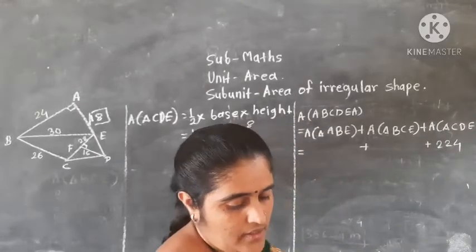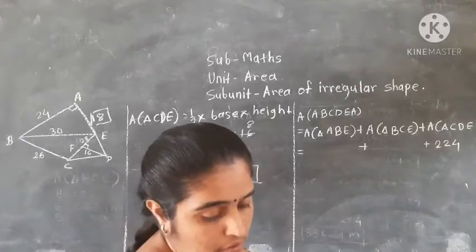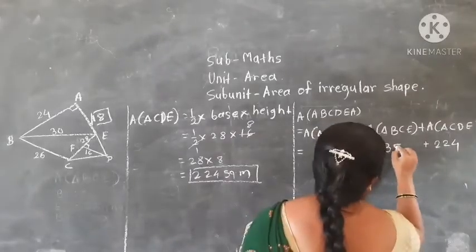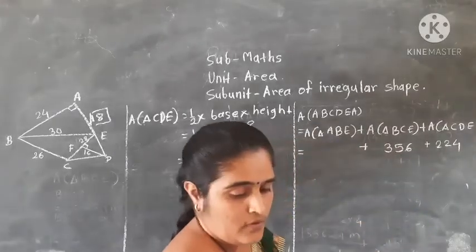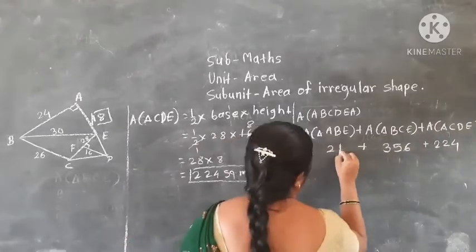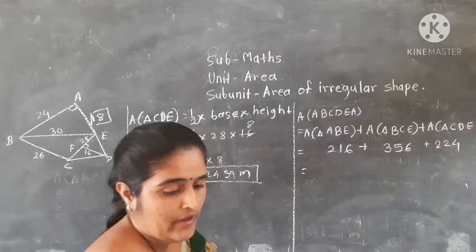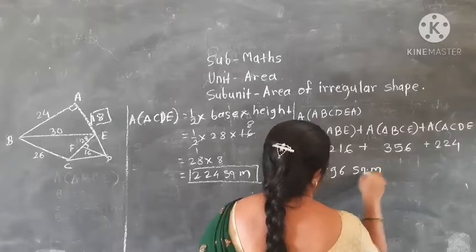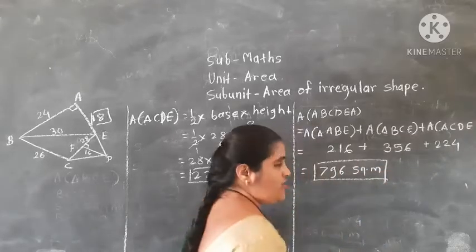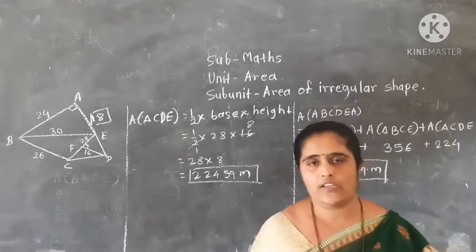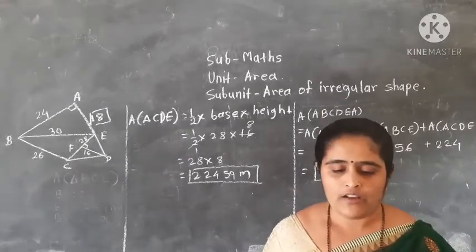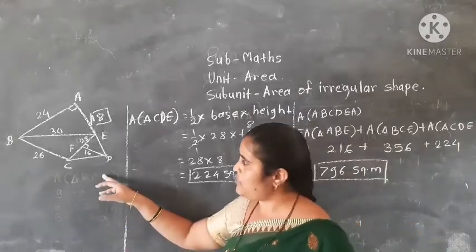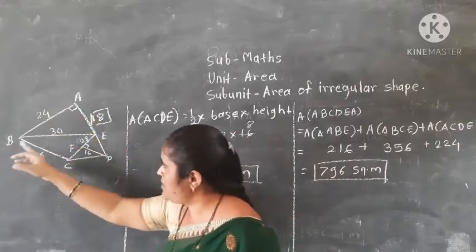Okay, BCE we have calculated, that is 336. And ABE is 216. Let's add these values. Our answer is 776 square meter. Okay, the area of irregular surface ABCDE is 776 square meter. In this answer, we have to first calculate the area of triangle ABE.